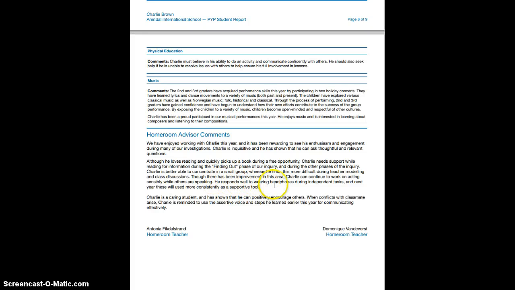He responds well to wearing headphones during independent tasks. So this is a case where Charlie has been asked to wear sound dampeners on his ears so that it reduces the auditory input and allows him to focus. So I'm pleased to see that. It means that the teachers have come up with some strategies that allow Charlie to work effectively in class. Okay, and I can see that they're planning to use these more next year, which is excellent.